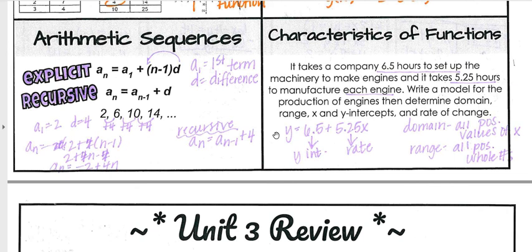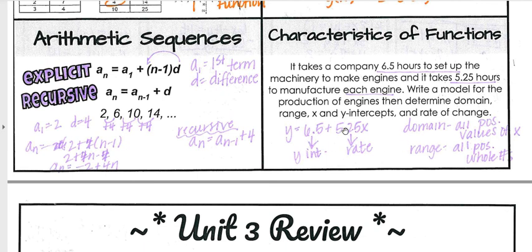So I want to write a function for this situation. The machinery takes a total of 6.5 hours. That's a one-time setup. So that's 6.5. But then it takes 5.25 hours for each engine. So 5.25 times x, where x is however many engines we're building. Okay, so there's my equation.